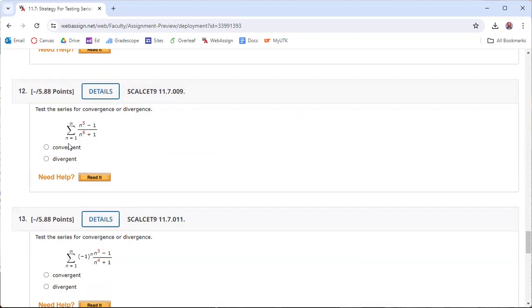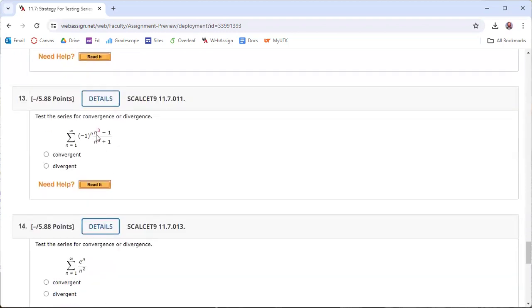And of course it does, right? Because as n gets large, you're essentially producing terms of approximately magnitude 1 over n. And so this series should act like 1 over n. In fact, it does.